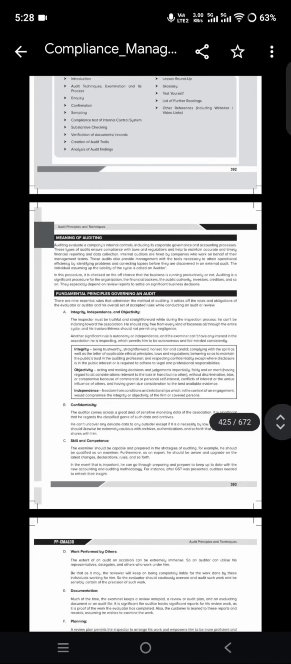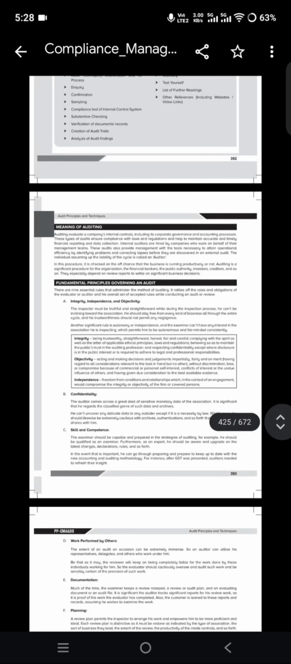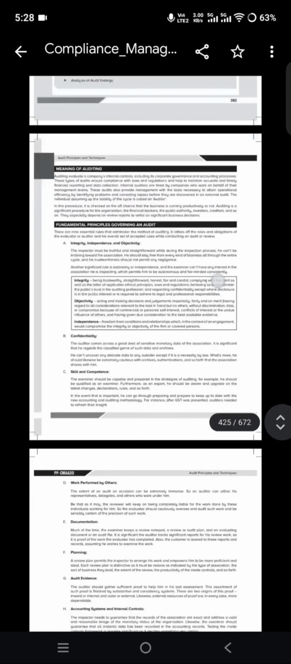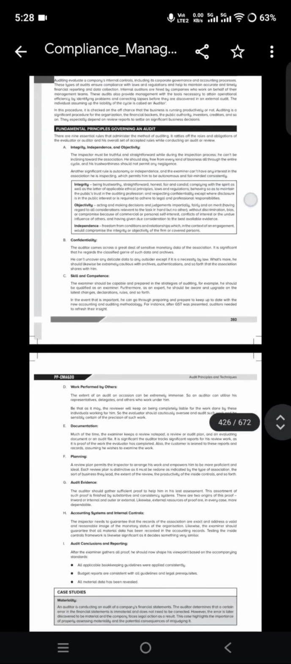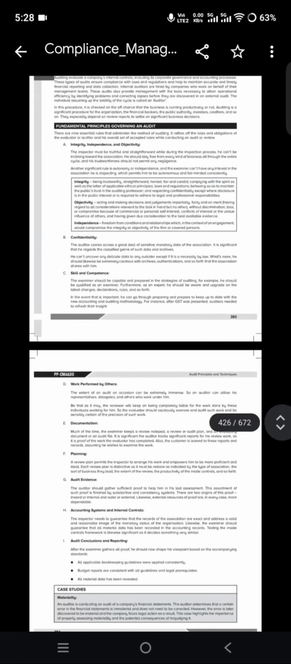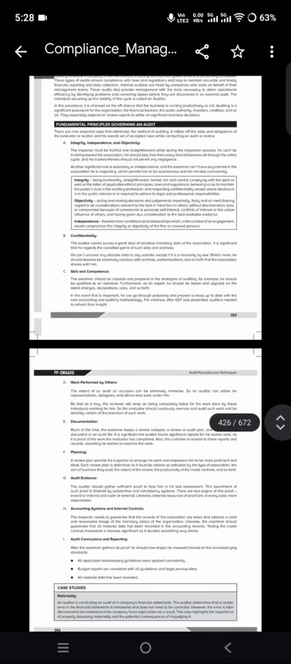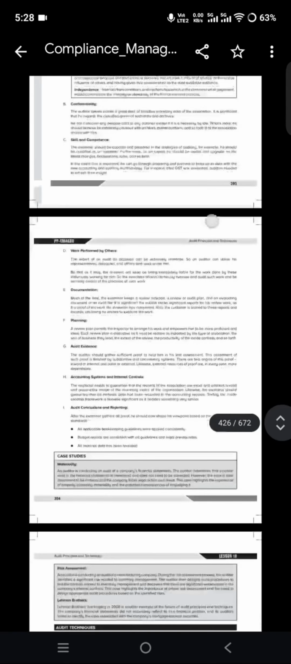So, for ease we can read starting with planning, second documentation, third skill and competence, fourth confidentiality, fifth audit evidence, sixth accounting systems and internal controls, seventh audit conclusions and reporting. At last, if you want to add, you can add integrity, independence and objectivity.